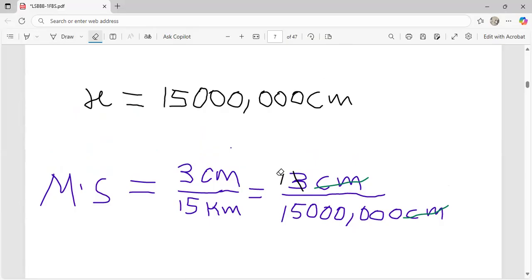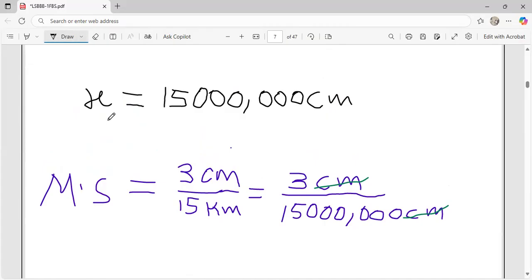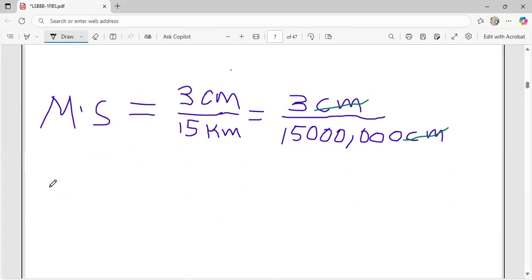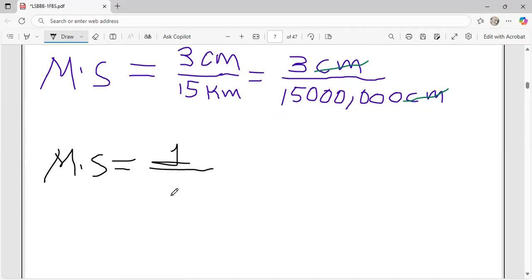So at the end of the day, better still, you could also punch that into the calculator, and then you realize that life is going to be much easier. After punching that into the calculator, you're going to be getting 1 over 500,000.